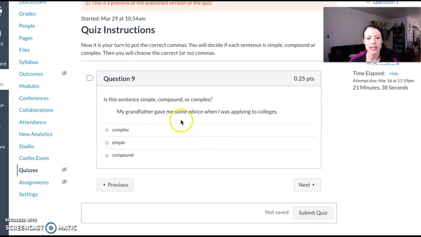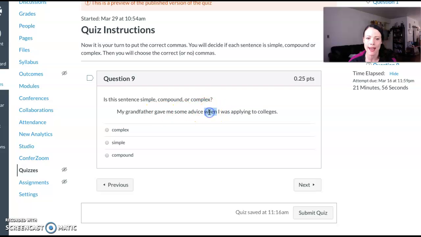My grandfather gave me some advice when I was applying to colleges. Notice that I say "some advice" with no S. Side note, advice is a non-count noun, so we don't say "advices," just "some advice." Okay, my grandfather gave me some advice when I was applying to college.